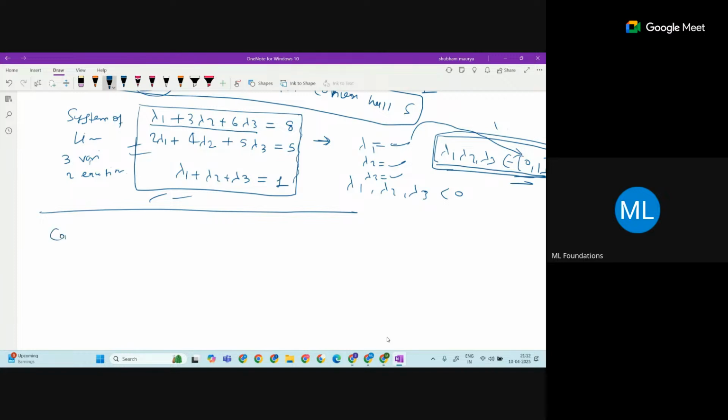Next is the convex function. A function is said to be convex; the basic definition is very useful, also the epigraph. What is the epigraph of the function? Suppose the graph of the function is this one, then this portion, the epigraph, divides the whole space into two parts.